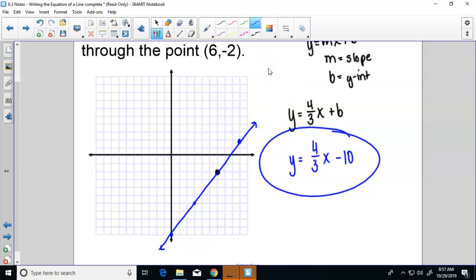Normally when we graph a line, we graph the y-intercept first and then use the slope. But this gives us a point, so we have to start at that point and then use our slope, and we can work backwards to find the y-intercept. Okay, questions? So this is one method that you can use.